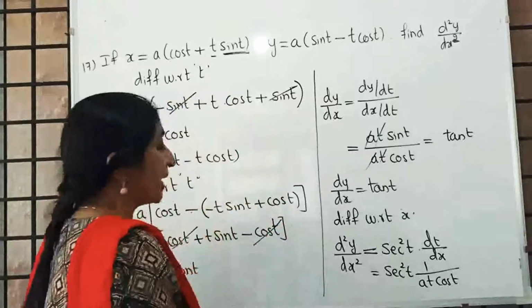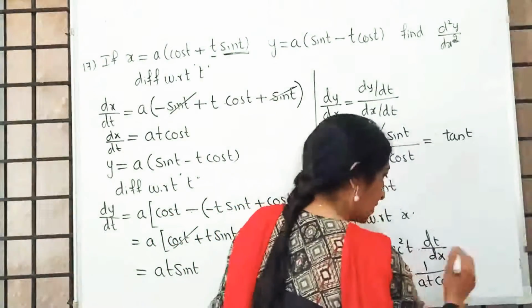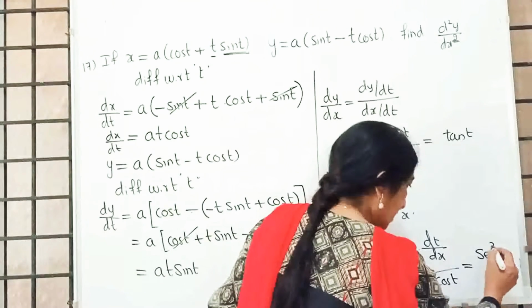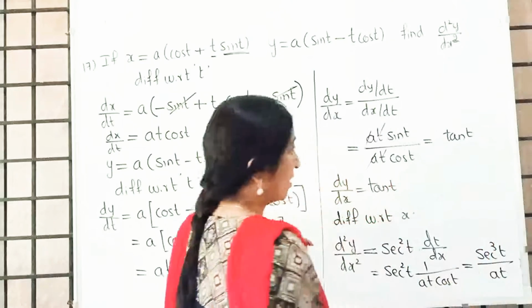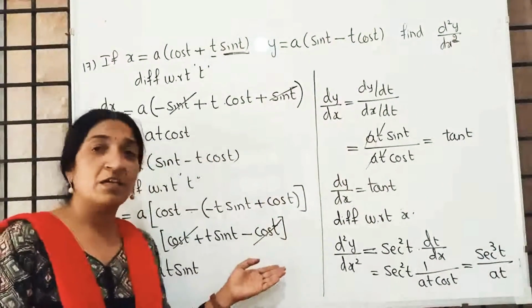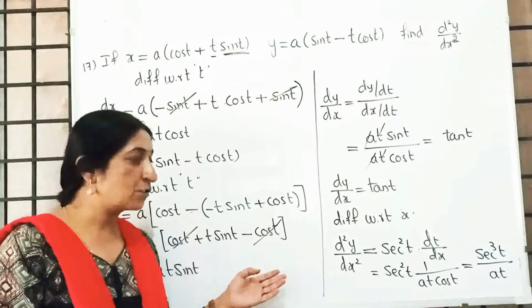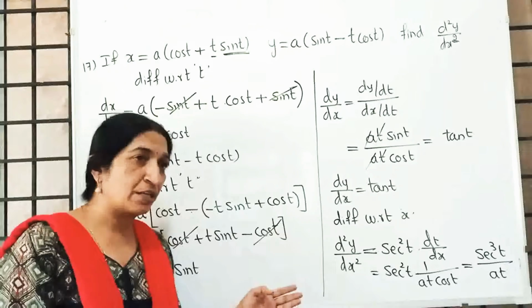What is 1 by cos? 1 by cos is secant. Already two terms are there. It becomes secant cube t upon a t. So please note down, this is a very important sum and we have only one question in the NCERT. In the NCERT textbook we have only one question. Now the remaining examples I will explain in the next video.